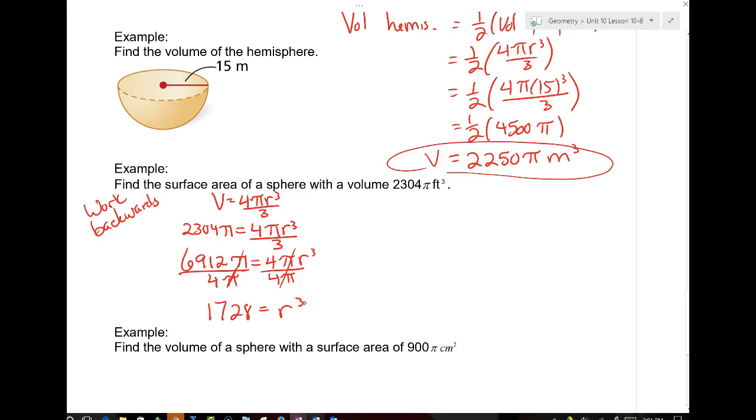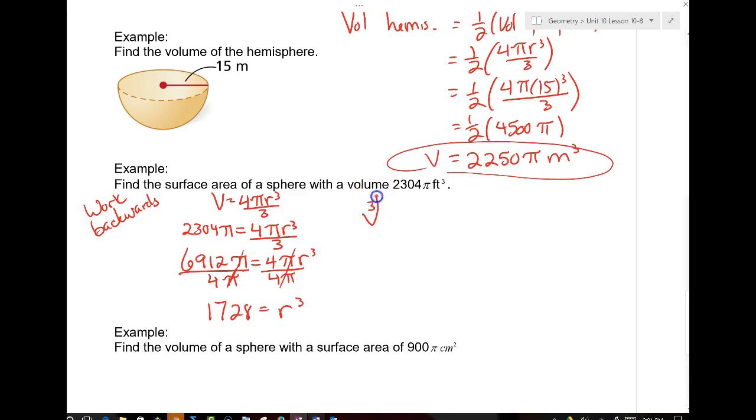Now, does anyone know how to take the cubic root? If I had a square root, it'd be easy. We'd just take the square root of both sides. Guys, when you see a cubed or to the 4th, you do the same thing. I just take the cubic root of both sides. And this is what it would look like. You're just going to write this down, but I'm going to show you how to do it on your calculator. Are you guys good with that?